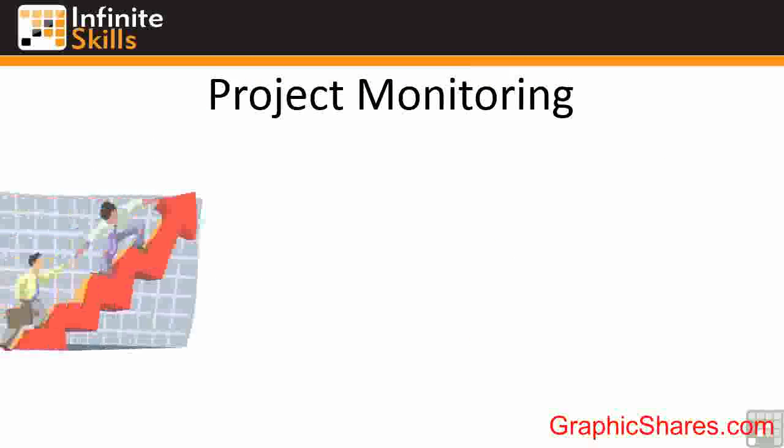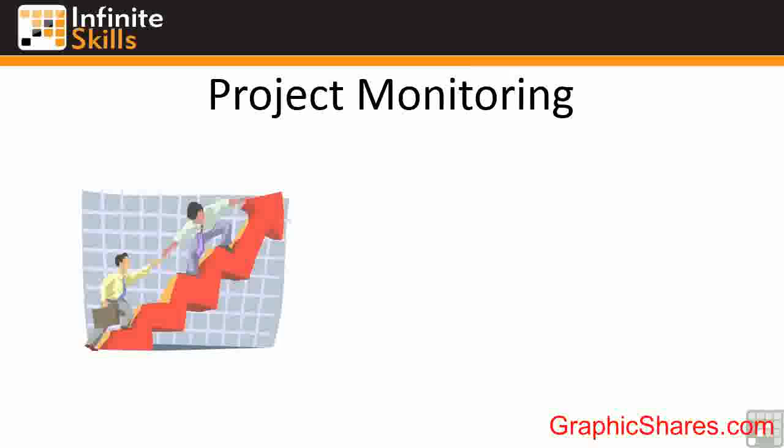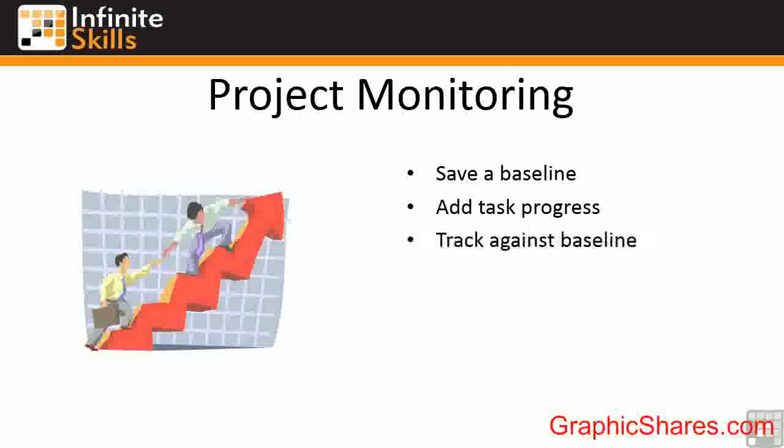Once the project is underway, we can use the same file, so Microsoft Project 2013 can be used to then monitor your progression through the project by firstly saving a baseline. The baseline effectively is a snapshot at a moment in time that says this is our plan and this is the plan we want to measure ourselves against. We can then add in task progress as it occurs and track ourselves against that baseline at all times. There are a number of pre-built reports, and you can even build your own reports now to help monitor that progression. And inevitably, you will need to reschedule as you go.